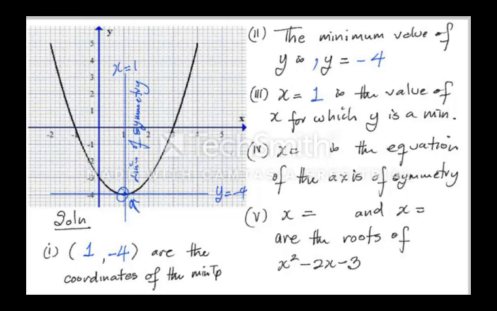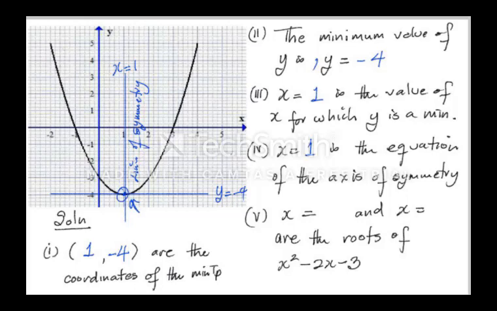All right. It's the line of symmetry. And there's a vertical line. So it's x is equal to what? 1. Remember, all vertical lines are x lines. So x is equal to 1 is the equation of the axis of symmetry.